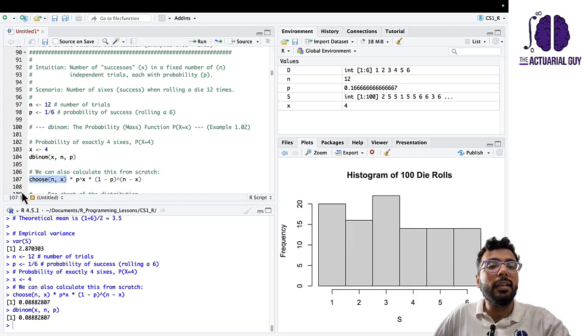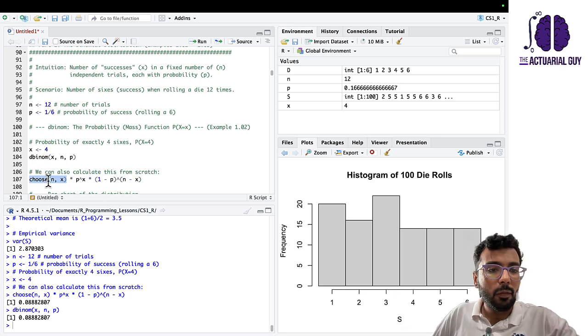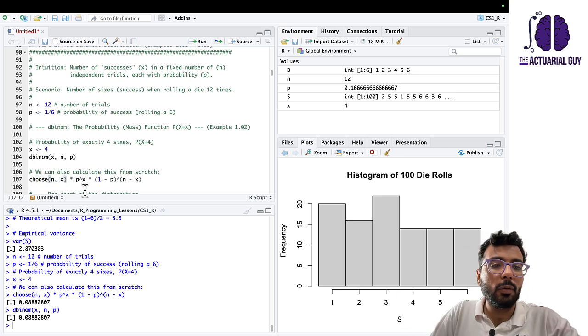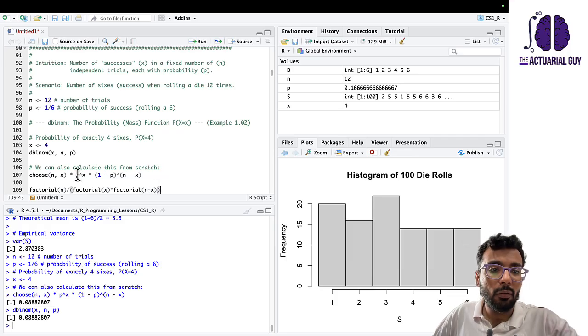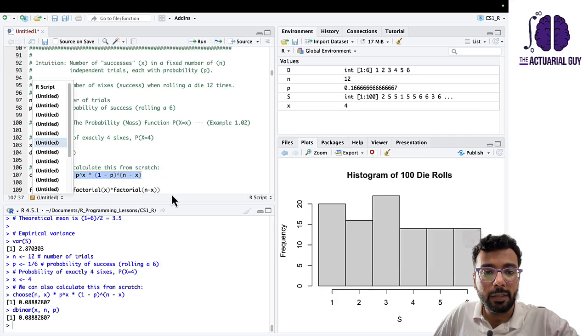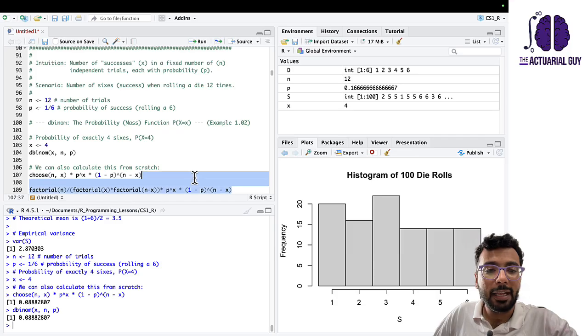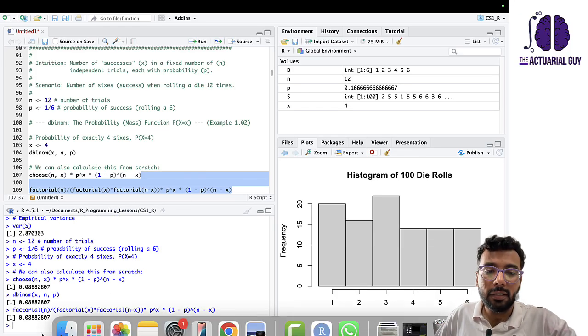Another way you can do this is, instead of using choose, you can also use the factorial functions. So instead of choose n x, you can use the factorial definition of your combination function, which will be factorial of n divided by factorial of x times factorial of n minus x, right? You can calculate your choose function this way, and the rest of it remains the same, and that will also give you exactly the same answer. So you see, you get the same probability.